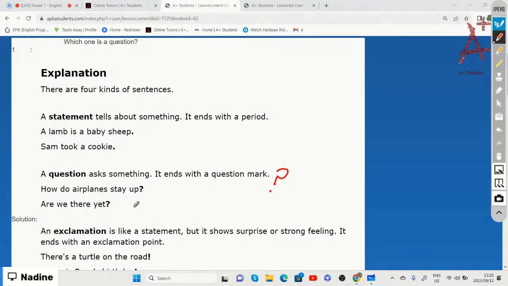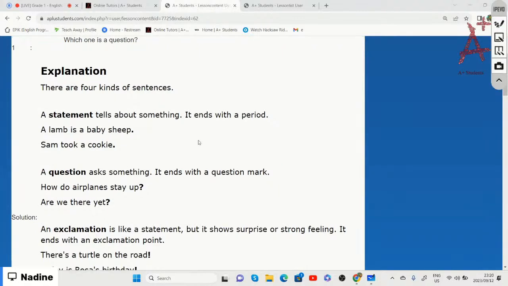So how do airplanes stay up? It's like you asking either your teacher or your parents, how do airplanes stay up? And now the person you're asking will tell you how airplanes stay up. Or are we there yet? It's a question. So we're either going to say, yes, we are almost there, or no, we still have an hour to drive, for example. So with a question, you expect a response.